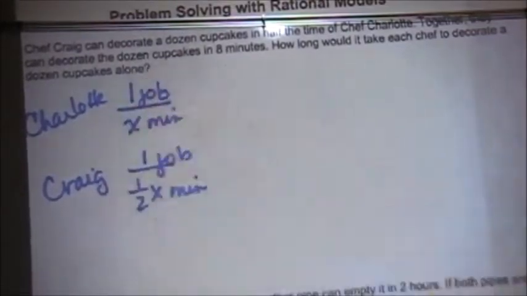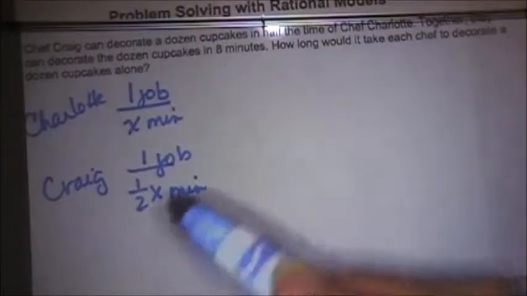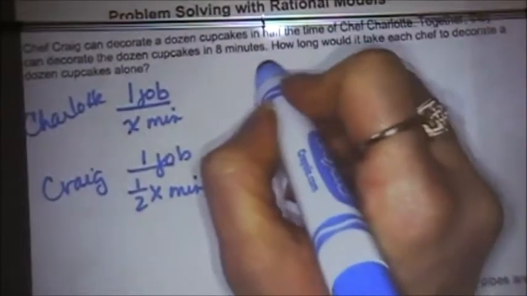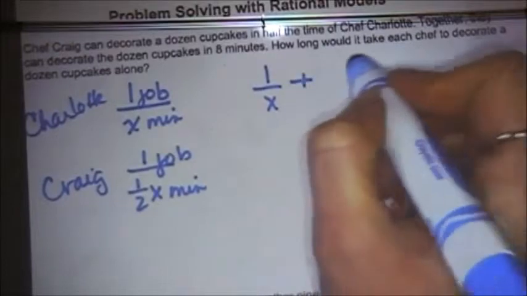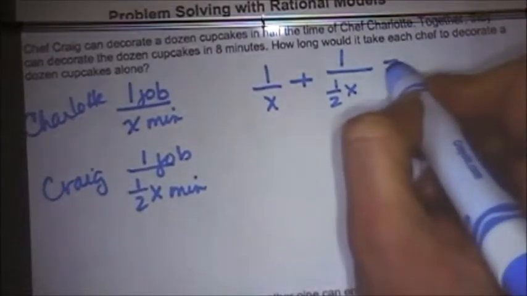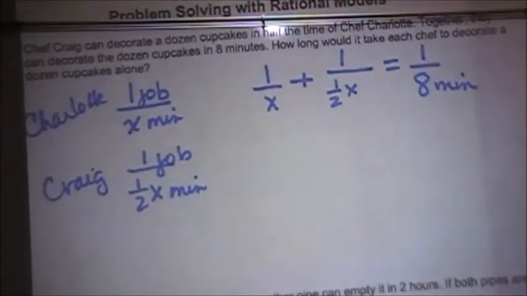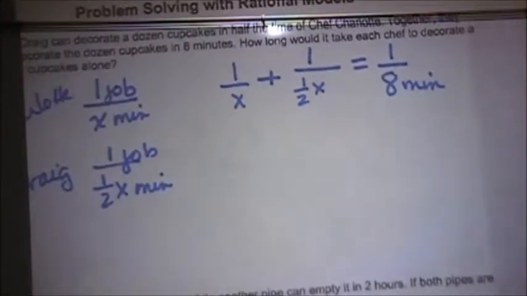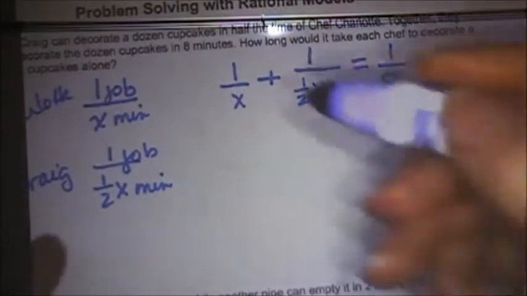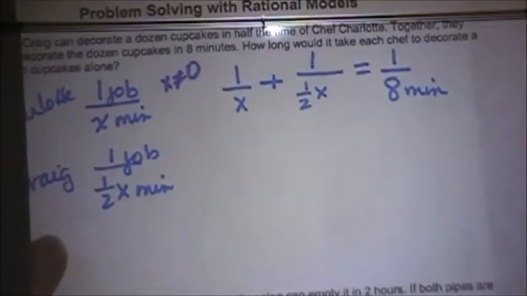Now I know that this is a complex fraction, but that's okay. It'll simplify itself in just a minute. I know all together, so if I put the two of these together, 1 over x, remember together is addition, over 1 over 1/2 x, it's going to equal one job in 8 minutes. Well, just like we did before, we need to identify what our restrictions are, if there are any. In this case, x cannot be 0, because that would cause the bottom to go to 0. It wouldn't be 0 anyway, because it'll take me more minutes than that.